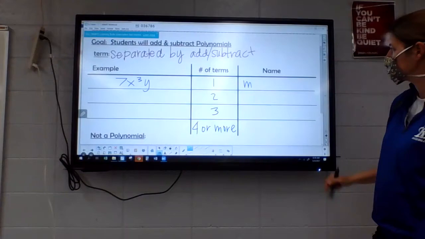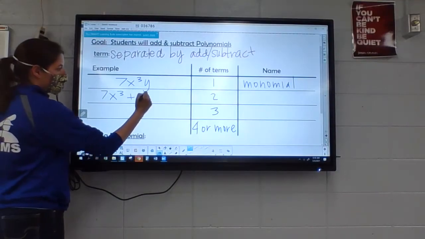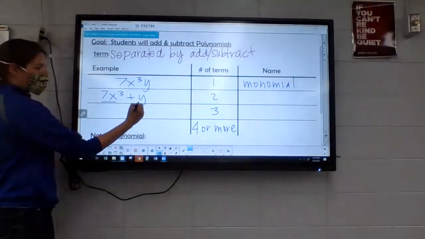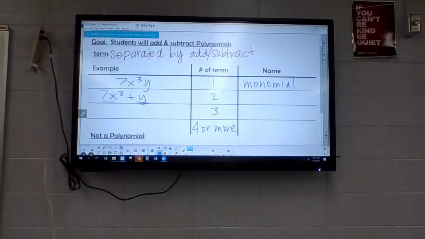So something like this. I threw a plus sign in there, and now it has two terms rather than just one. Any ideas what we call that?